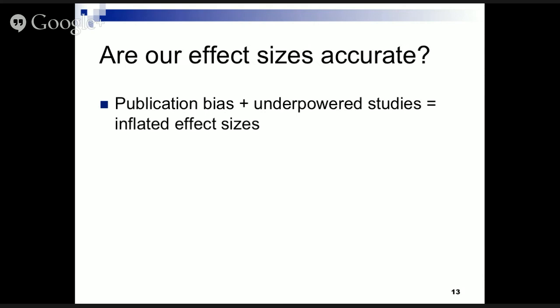Because there's a lot of publication bias in the literature, and because in general the studies many scientific disciplines tend to run are underpowered, this can lead to inflated effect sizes being published in the literature. And this is a problem because if you use those inflated effect sizes to determine your power, you're not actually going to have as much power as you think you have.